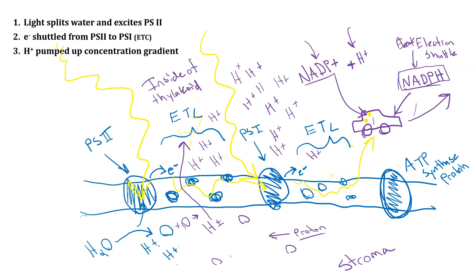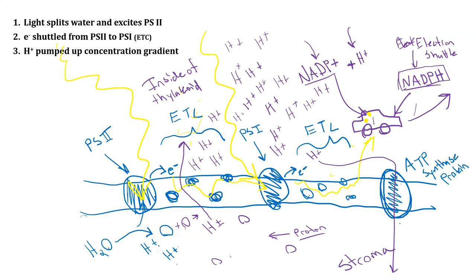Okay, so once all these hydrogens are accumulating and there's this big gradient inside the thylakoid, a high concentration of hydrogen ions inside the thylakoid and not as many outside, if given the chance and a door were to open, all of these hydrogen ions would want to rush outside of the thylakoid. And that's exactly what happens. There is a door here, which is called the ATP synthase protein. As soon as it opens, hydrogens flow through it.